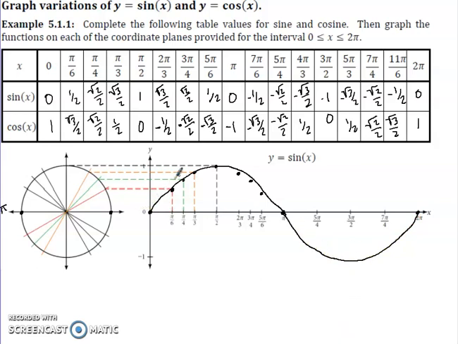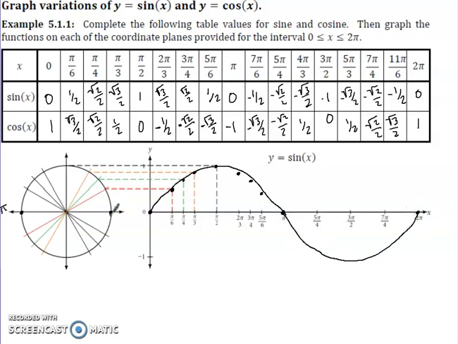So starting at 0 and ending at 2 pi, I've got a positive interval from 0 to pi where all of my y values are positive, and we can see that on our unit circle. Around this top half of the unit circle from 0 to pi, all of my y values are positive. Once I hit pi and continue around to 2 pi, all of those y values are now below the x-axis, so they are negative. So from pi to 2 pi, all of my y values are negative.